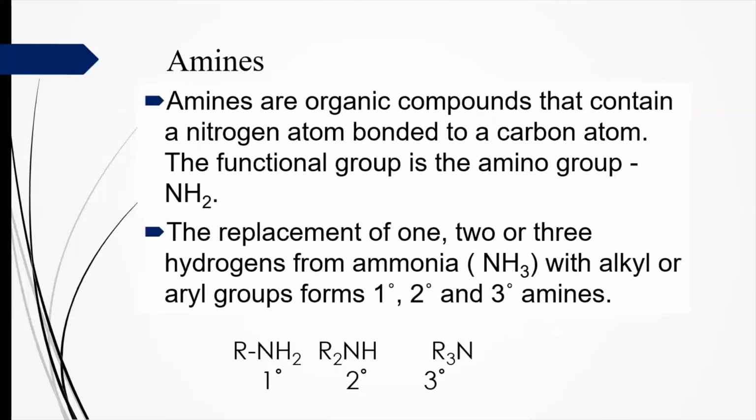So our amines can be labeled first degree or primary, secondary, or tertiary, depending on how many H's they have. If they have 2 H's and 1 R group, then that's a primary. If they have 2 R groups and 1 H, that's a secondary. If they no longer have any H's, then they are a tertiary amine.